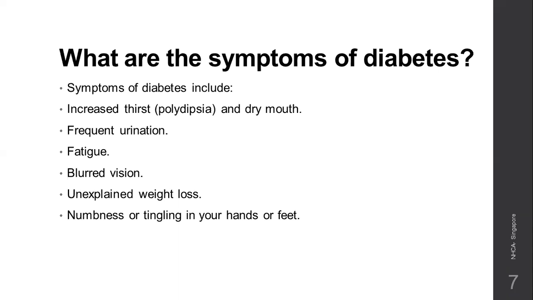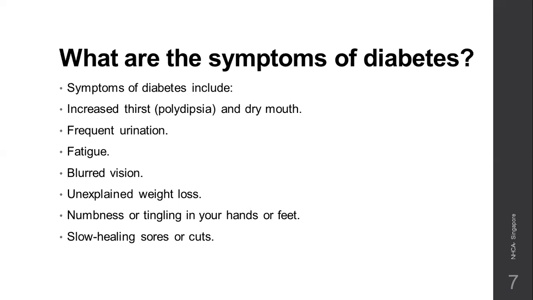Numbness or tingling sensation in your hands or feet, because your nervous system is getting damaged. Neuropathy, it could be the start of neuropathy. Usually the numbness and tingling sensation is at the end of your toes, the tip of your toes, the tip of your fingers. From these areas, the numbness and tingling sensation will start, and it will spread throughout your extremities.